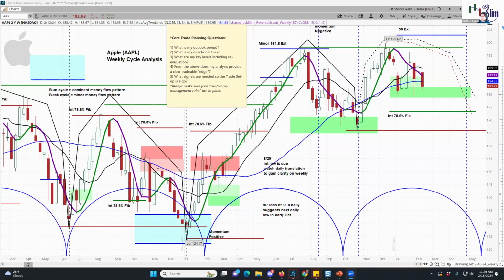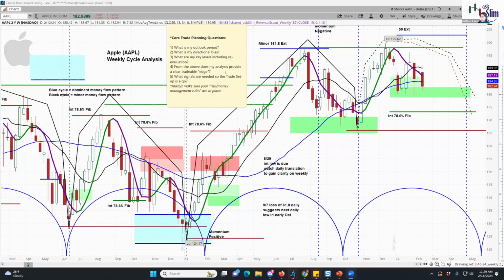So as Slim and Arby mentioned, I'm going to do a segment here on Apple. I have up here the core trade planning questions that we like to look at. You're going to be able to define your outlook period, the directional bias, your key levels, including reevaluating where things have changed. And then once you've completed that process, that's some of the evidence. Do I have a clear tradable edge?